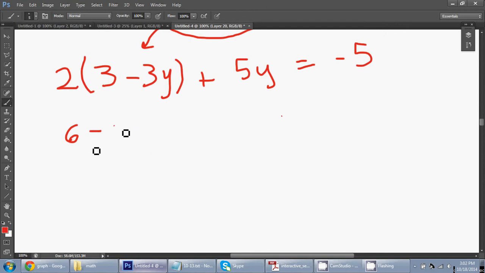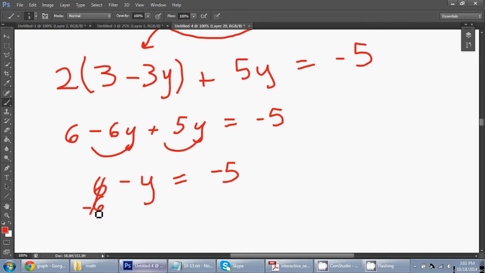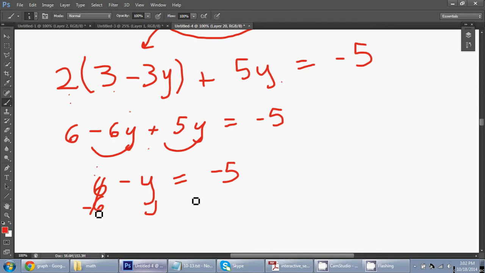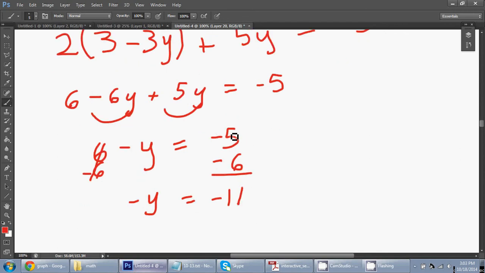Let's combine the like terms. The negative 6y and the positive 5y become negative 1y, so 6 minus y is equal to negative 5. Now we want to get the y alone, so I'm going to subtract the 6 from both sides. Then I get negative y is equal to negative 11, because it's negative 5 minus 6. Then I'm going to divide both sides by negative 1 to get rid of the negative. And so the answer I get is y is equal to 11.